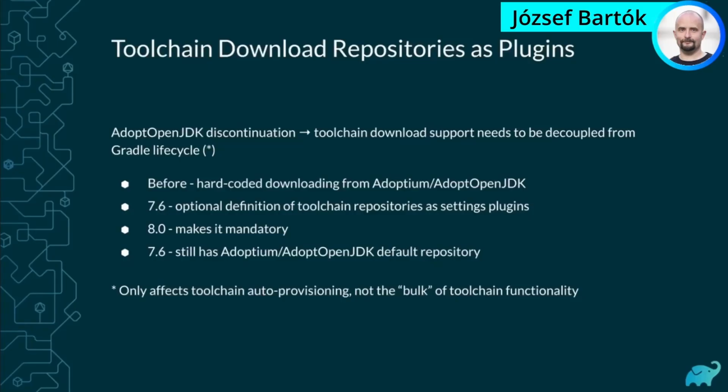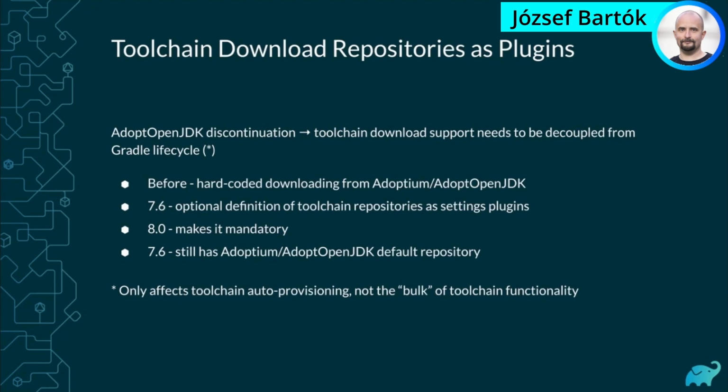This is about the toolchain auto provisioning plugins. Basically, this is a need which came up with changes happening to the adopt OpenJDK hard-coded repository we used for past versions for downloading toolchains when needed. It turns out that it's not a good idea to have Gradle's lifecycle coupled with the support for these repositories. So we came up with support to write plugins, specifically settings plugins, which provide definitions of such repositories, and then those can be worked on separately from Gradle.